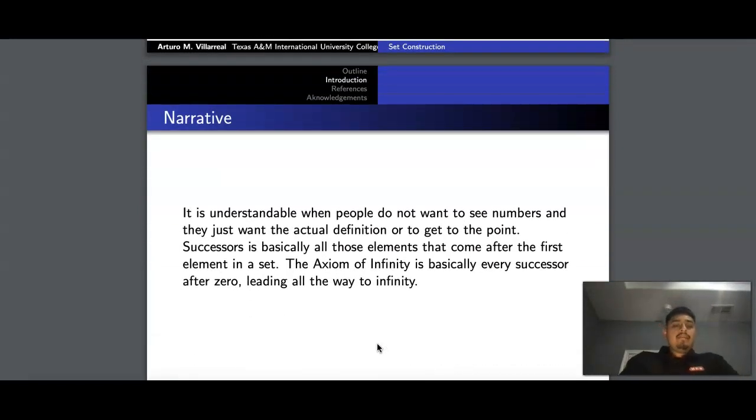Basically, in this project, I hope to give you my best research on set construction. It is understandable when people do not want to see numbers and just want an actual definition, to get to the point. Successors are basically all those elements that come after the first element in the set. The axiom of infinity is basically every successor after 0 leading all the way to infinity, which will be the last step in my explanation.